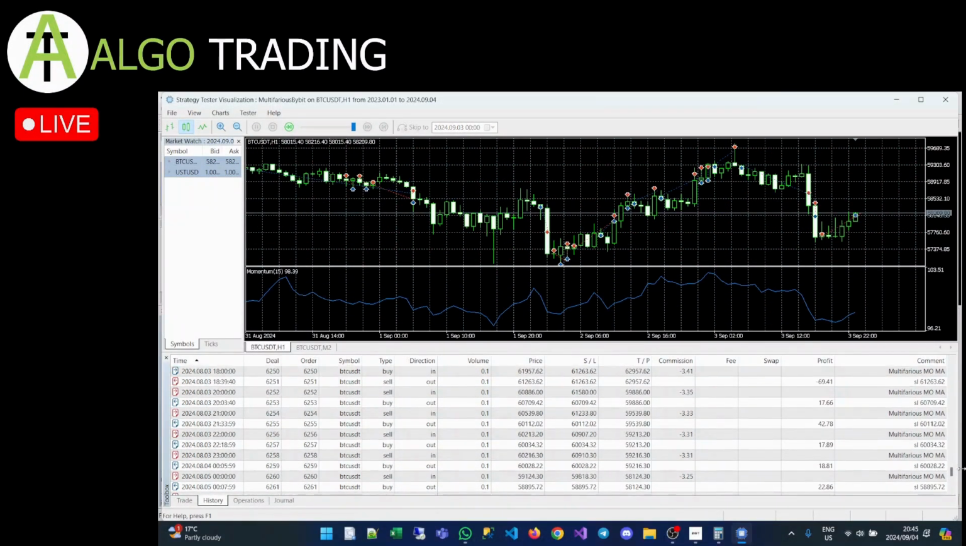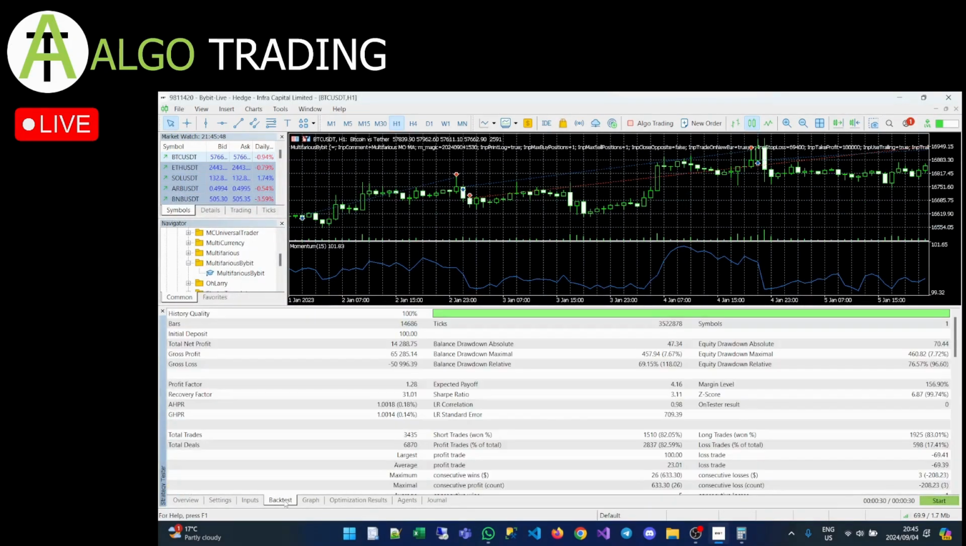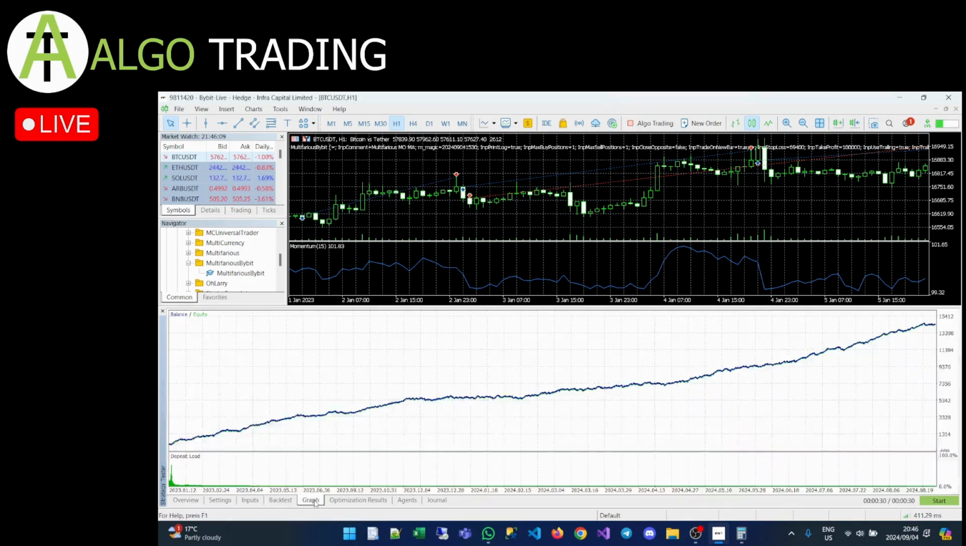Okay, so the backtest is finished. Let's go have a look at the backtest. If we look at the backtest, we can see that we started with $100. This is over a 2-year period. We made $14,000 profit. Our drawdown was only 7.6%. Very good drawdown, 7.72%. Very good Sharpe ratio, and we have about an 82% win ratio. So, decent algo, safe, nice equity curve.